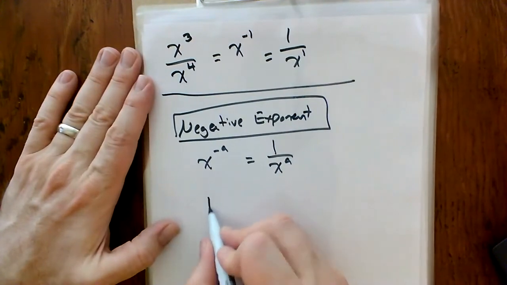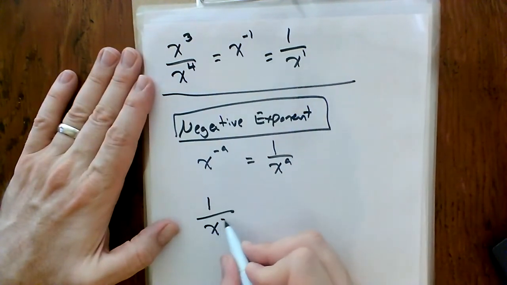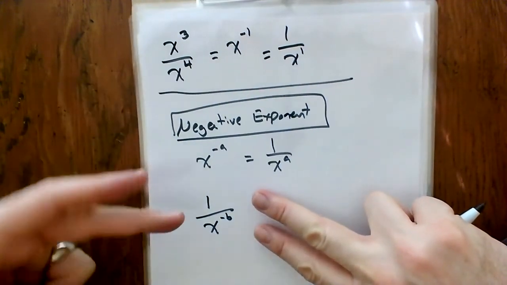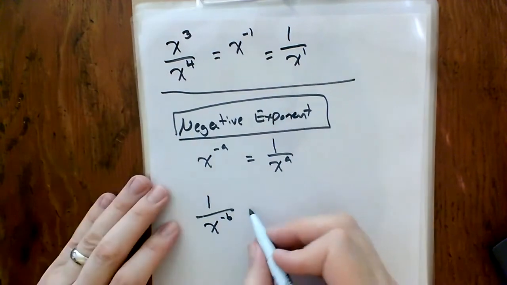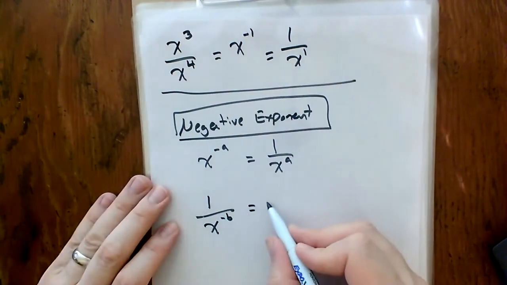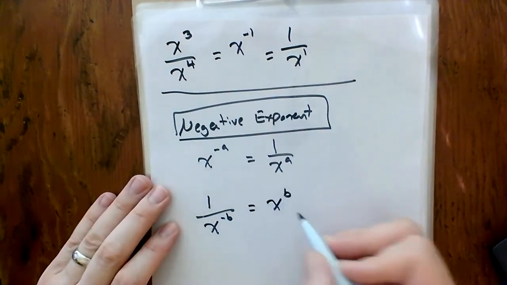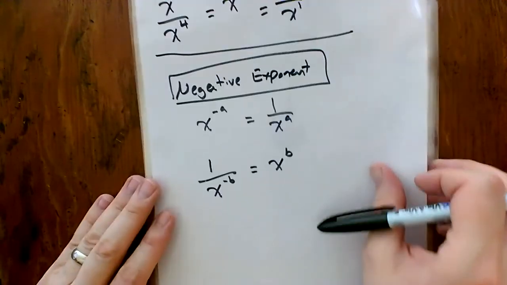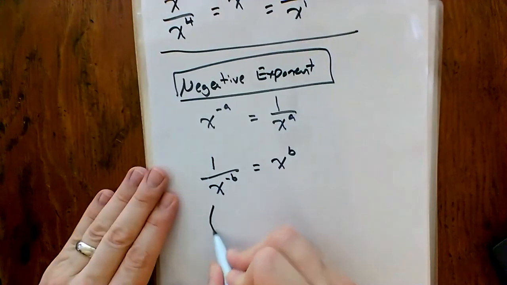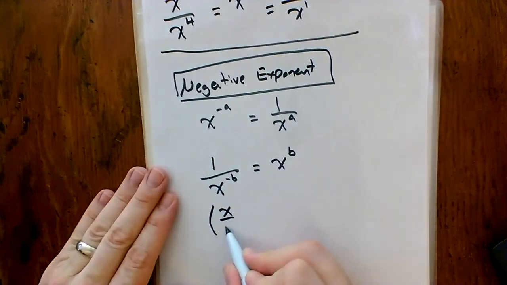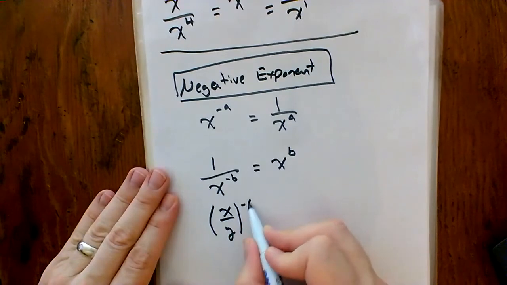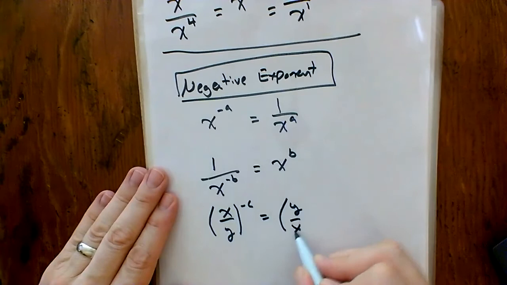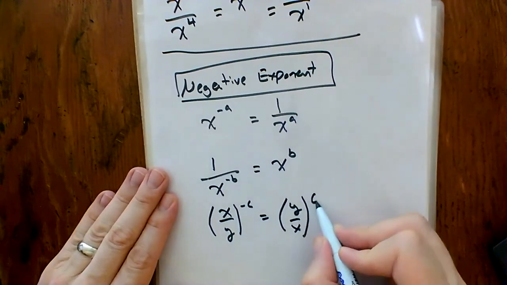If I've got 1 over x to a negative exponent, again, this is just going to take the reciprocal. I'm going to flip this fraction. So that's going to be x to a positive, same power. And if I've got a term inside a set of parentheses, I've got x over y to a negative exponent, this is going to be the same thing as y over x to a positive exponent.